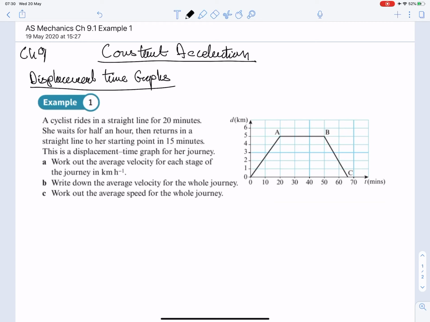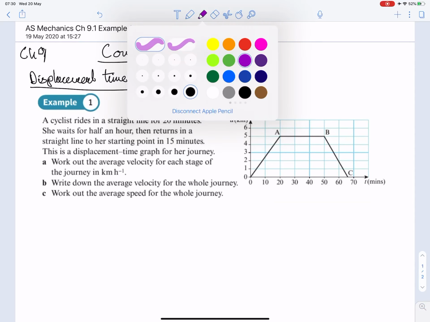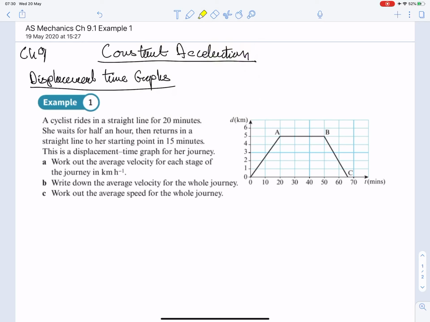So here we go, I'm doing the first mechanics lesson on the AS Mechanics course, chapter 9.1, example 1. As with any other question that we have to face, the first thing we need to do is read it through and pick out key information.